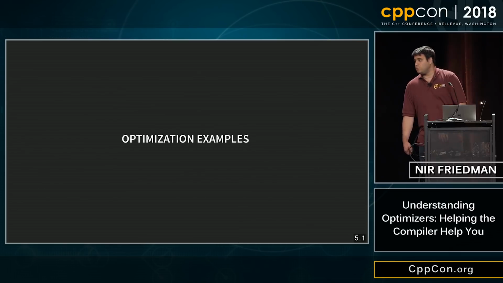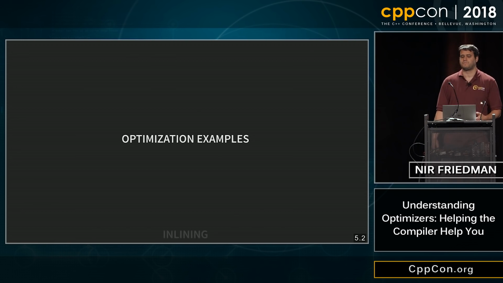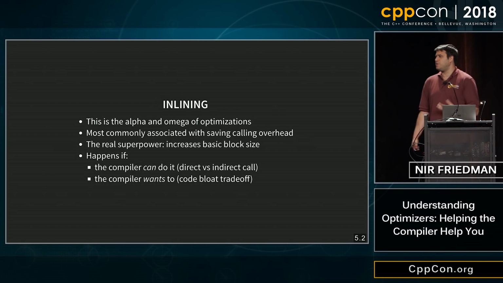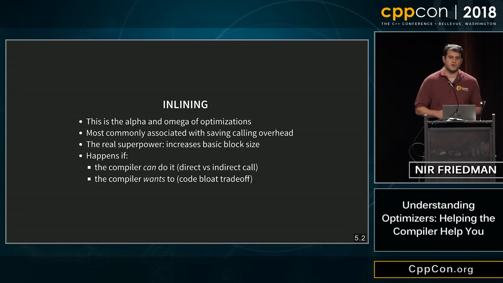Okay, so we're going to go through a very large number of examples organized in a few different sections. We're going to be looking at a lot of C++ code and understanding why it generates some particular assembly. Okay, I'm going to start with inlining. Inlining is super duper duper important.